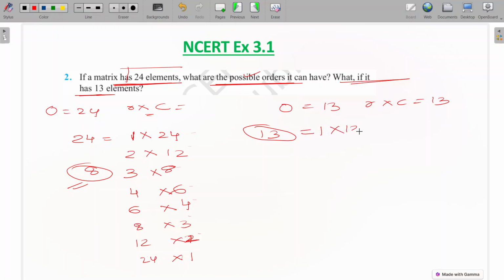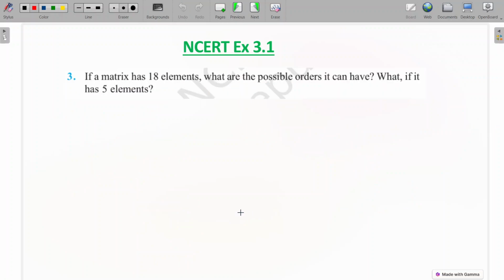1 into 13, it's like one row and 13 columns. And another possibility is 13 into 1, so 13 rows and a single column: row 1, row 2, till row 13 and a single column C1. So this is the solution of this question. Let's move on to the next question.